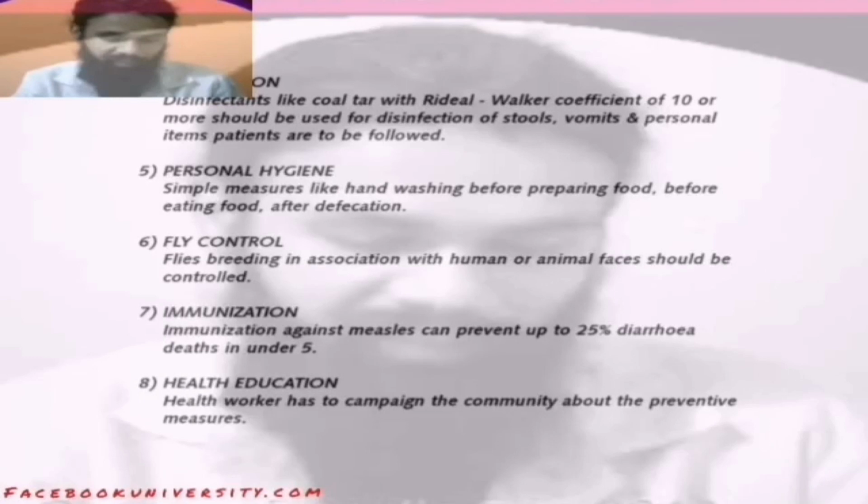Disinfectants like coal tar with a Rideal-Walker coefficient of 10 or more should be used for disinfection of stools, vomits, and personal items. Patients are to be followed.